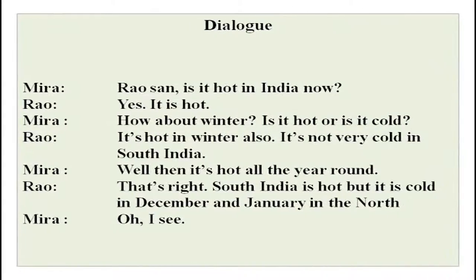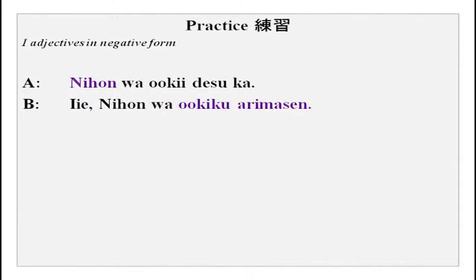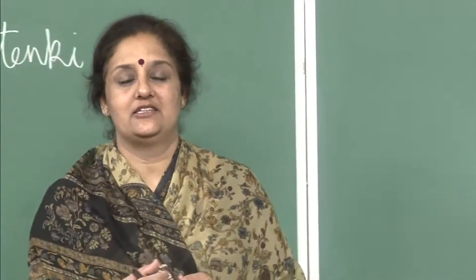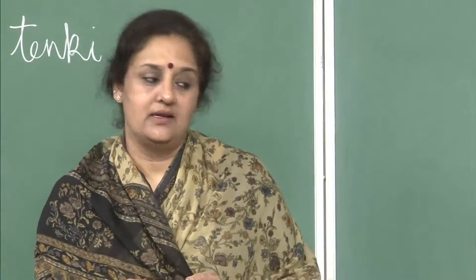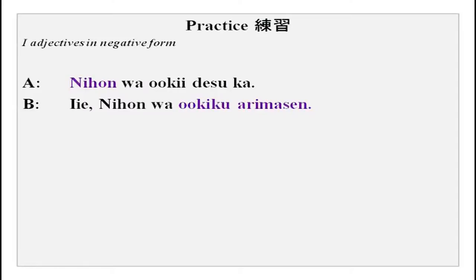And now we have the explanation for you. This is how you would talk in English. So, it's not a literal translation, it's just what you would say in English. Now, we have done joining two adjectives, I adjectives and I adjectives, I adjectives and na adjectives, na adjectives and I adjectives, na adjectives and na adjectives. Now, we will do negative of I adjective today.